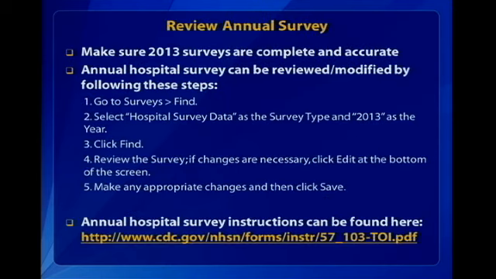So it's very important, especially before a CMS deadline, that you're reviewing your surveys, making sure that they are complete and accurate. So the annual hospital survey can be reviewed and modified following these steps. In the application, from the left navigation bar, you can click Surveys, Find, and enter in the requested information. The hospital survey data is your survey type, and 2013 is the year. And once you click Find, that survey will show up on the screen. You can scroll all the way to the bottom, and you'll see a button to edit. That will unlock the survey and allow you to make any changes you need to, and then click Save.